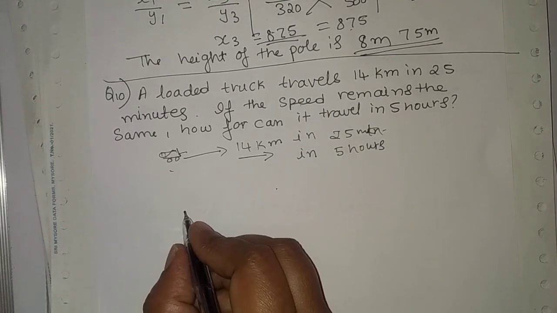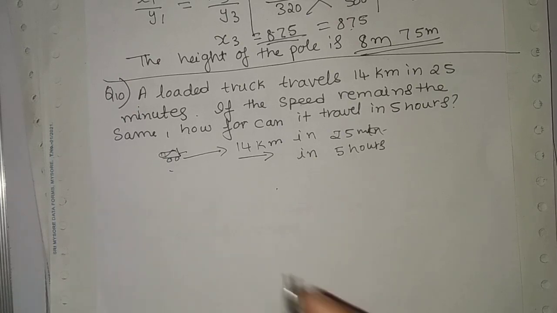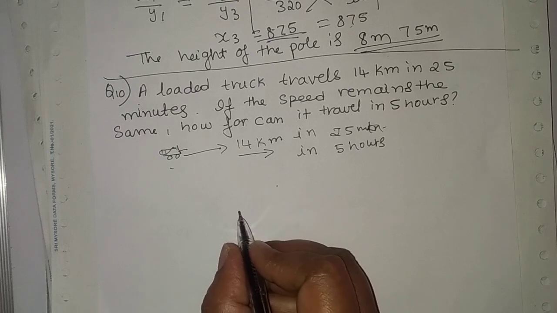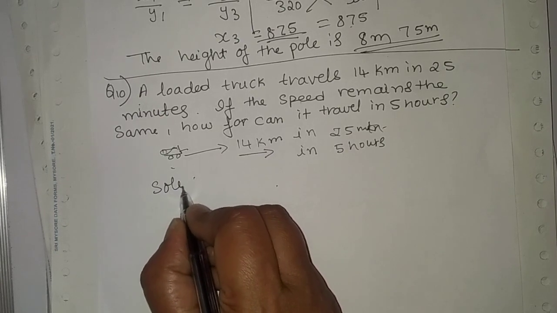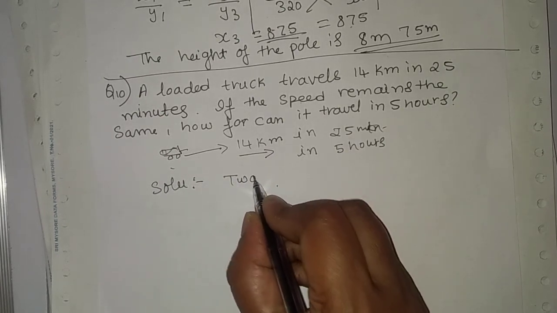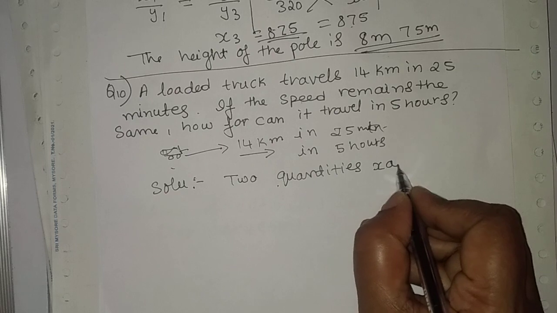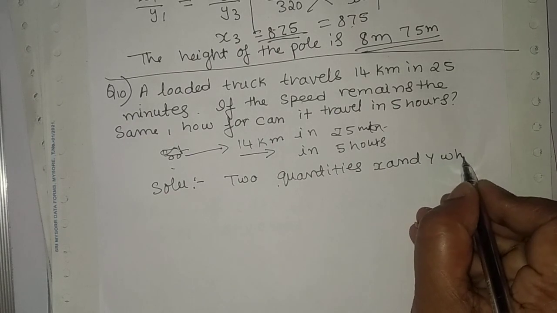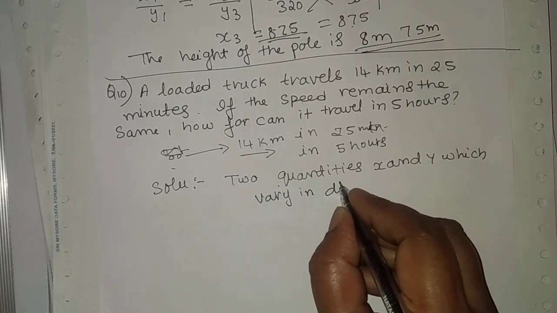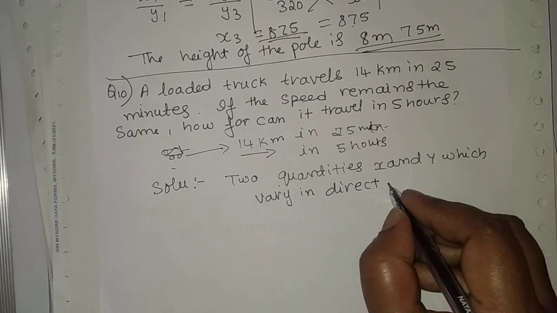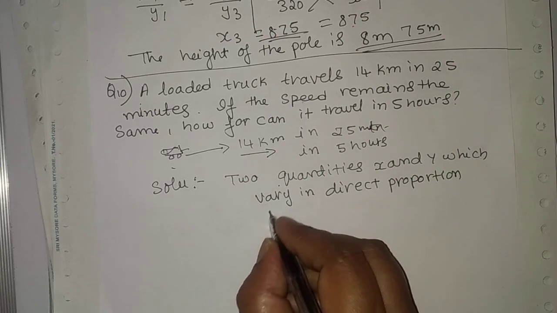So here also two quantities, x and y. We'll take x and y, which means two quantities. In the solution we take two quantities x and y which vary in direct proportion, have the relation.